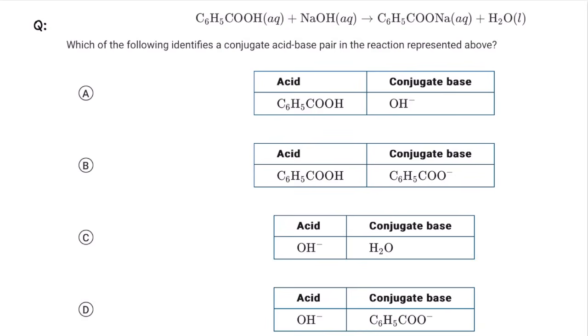C6H5COOH in aqueous reacts with sodium hydroxide in aqueous to produce C6H5COONa in aqueous and water molecules in liquid. Which of the following identifies a conjugate acid-base pair in the reaction represented above?